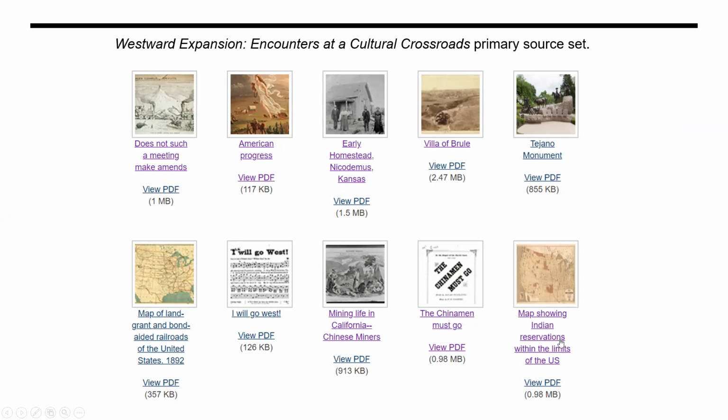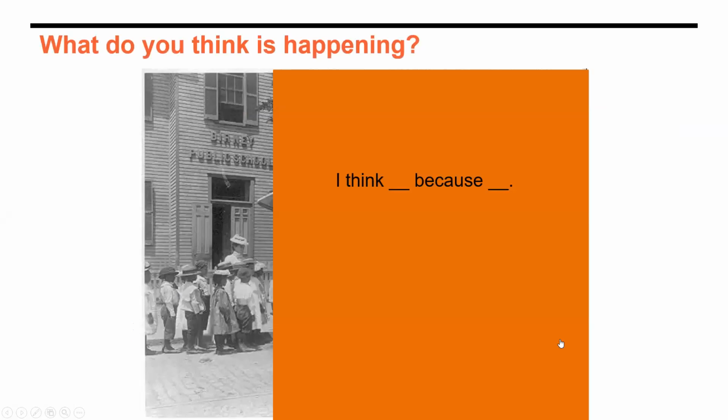So we have looked at a whole and then zeroed in on parts. I want to flip that and walk you through looking at a new item. Go ahead, Kathy. And my question is, what do you think is happening? And I invite you, if it's comfortable, to respond using the sentence stem, I think because.